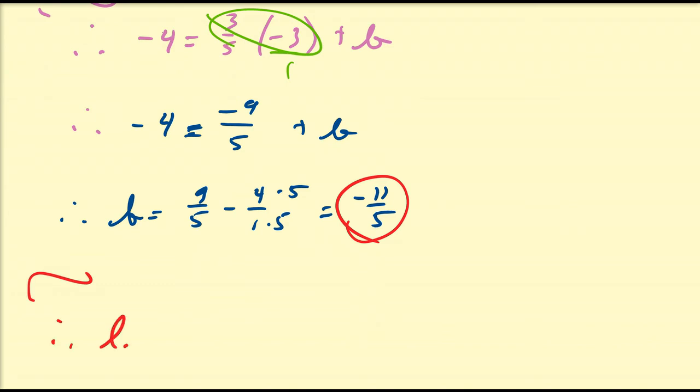So that means the equation of the line that I want is going to be y is equal to, what was my slope? 3/5. So 3/5 x minus 11/5.